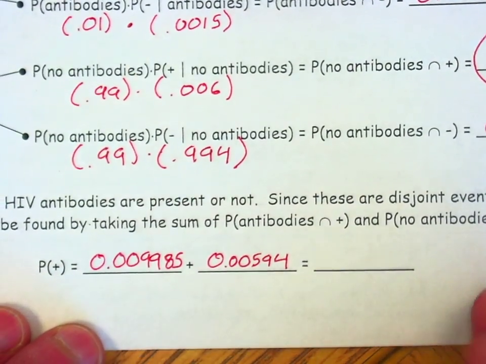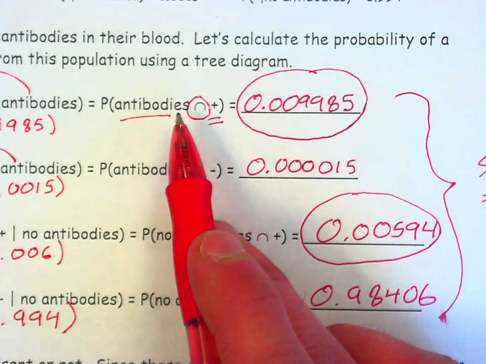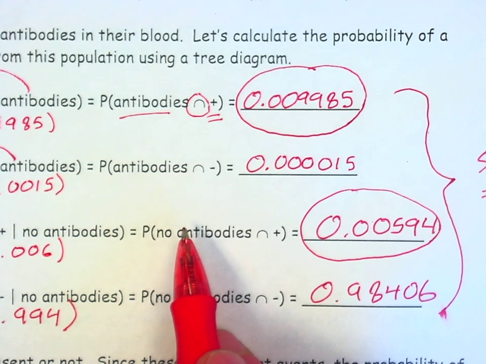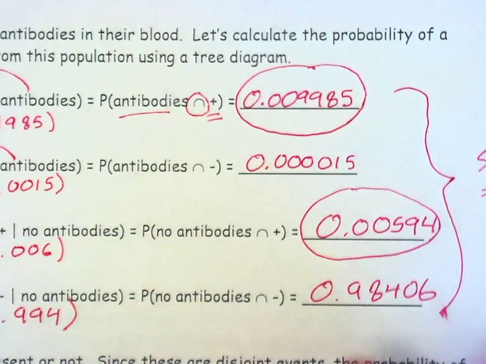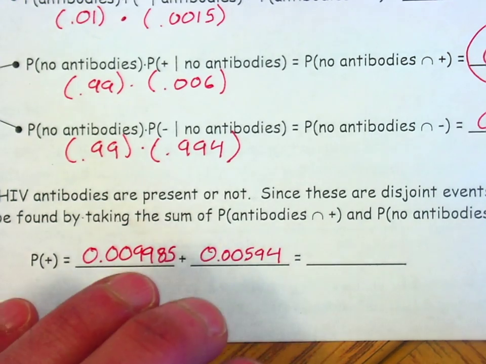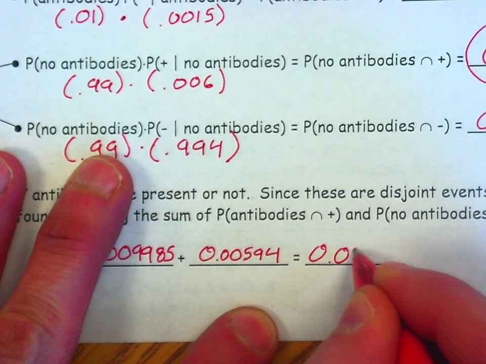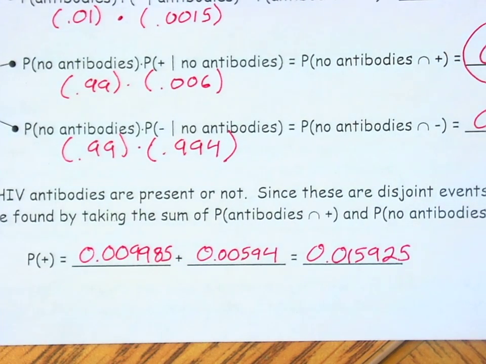There is no overlap. These events can't happen at the same time. So this is antibodies and a positive test, but this is no antibodies and a positive test. You either have the antibodies or you don't. These are disjoint, so I really can add these together. It's important that we do so carefully with all of the decimal places. That looks like 0.015925. So that is the likelihood of a positive test. It'll happen about 1.6% of the time.